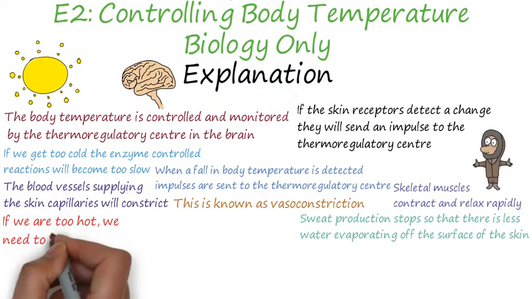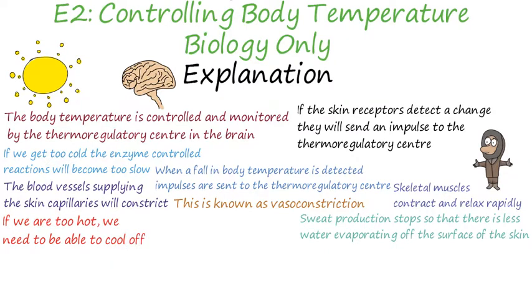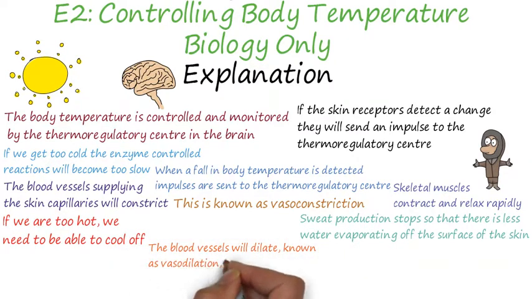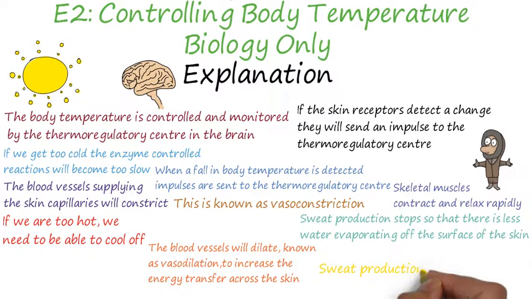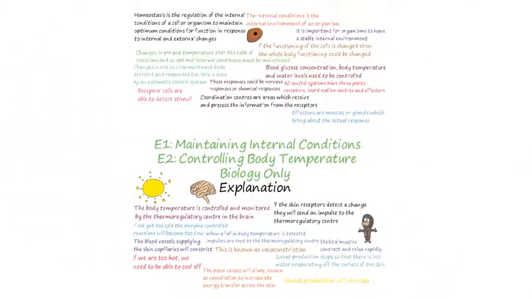If you are too hot, however, you need to be able to cool off. This means the opposite will occur. So your blood vessels will dilate, otherwise known as vasodilation, to increase the energy transfer across the skin, and sweat production will increase. These will both lead to an increase in energy transfer, and so you will cool off.